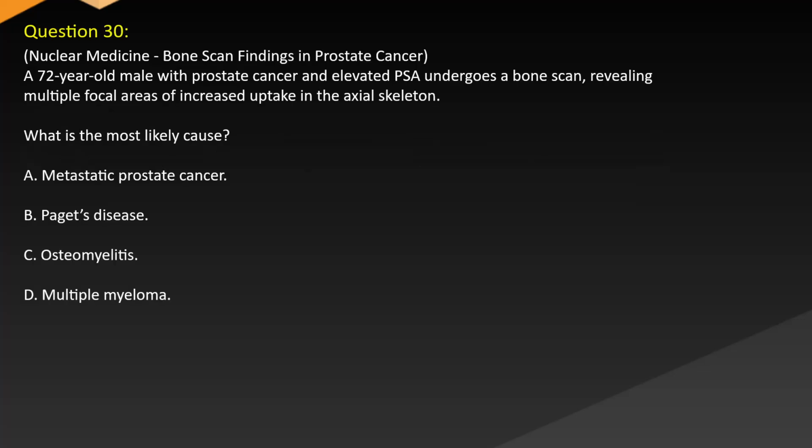Question 30. Nuclear medicine. Bone scan findings in prostate cancer. A 72-year-old male with prostate cancer and elevated PSA undergoes a bone scan revealing multiple focal areas of increased uptake in the axial skeleton. What is the most likely cause? A. Metastatic prostate cancer. B. Paget's disease. C. Osteomyelitis. D. Multiple myeloma.